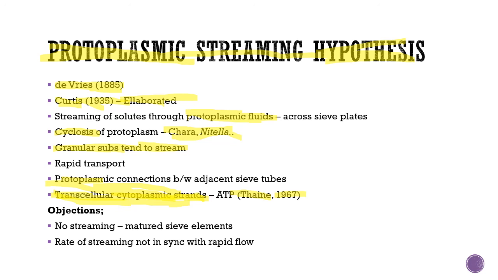Though an important hypothesis, this also has some major objections, as there has been no streaming observed in matured sieve elements, and also the rate of streaming cannot be synchronized with the rapid flow of these organic solutes. So the rapidness of the movement of solutes, and the streaming that is not happening in the matured sieve elements, are the major roadblocks for this protoplasmic streaming hypothesis.